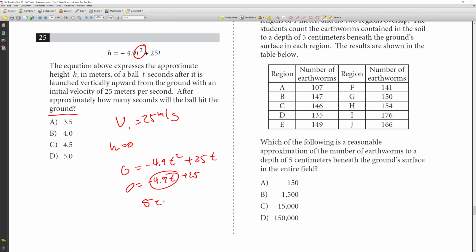So 5t is equal to 25. Divide both sides by 5. t is equal to 5. Answer is D. So in reality, this took about 30 seconds to do. That's what I'm talking about.